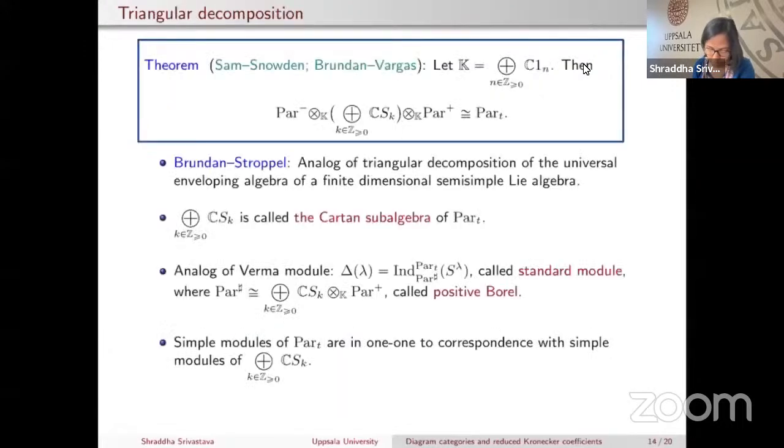Okay, so I should have said, this is a Verma module, and this is a standard module. The standard module has a unique maximal submodule, and so the simple module is given by taking a quotient of the standard module. So one can construct a simple module from the Verma module, exactly as in the case of highest weight representations for finite dimensional semi-simple algebras.